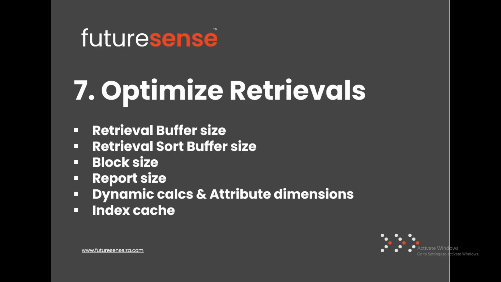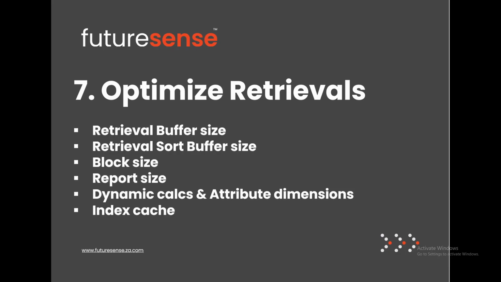7. Optimize retrievals. You can increase the retrieval buffer size. This helps if retrievals are affected due to dynamic calculations and attribute dimensions. You can also increase the retrieval sort buffer size if you are performing queries involving sorting and ranking.